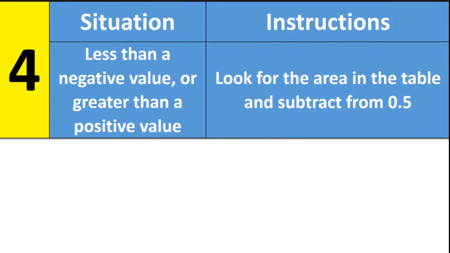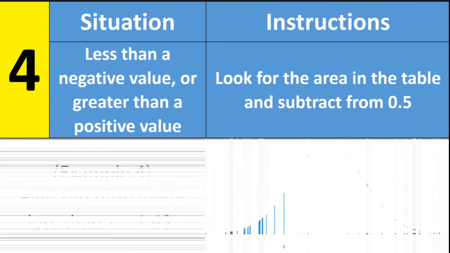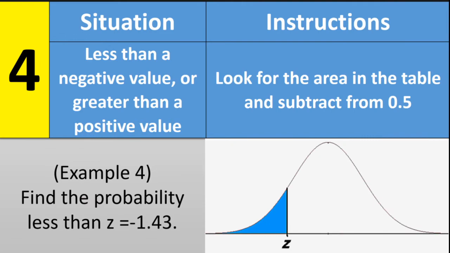There will be two scenarios in this situation. It can be finding the probability of z-values less than a particular negative value, or finding the probability of z-values greater than a particular positive value. But the instruction on both scenarios is the same. We need to look for the area of the given value and subtract it from 0.5. Let's have an example. Find the probability less than negative 1.43.